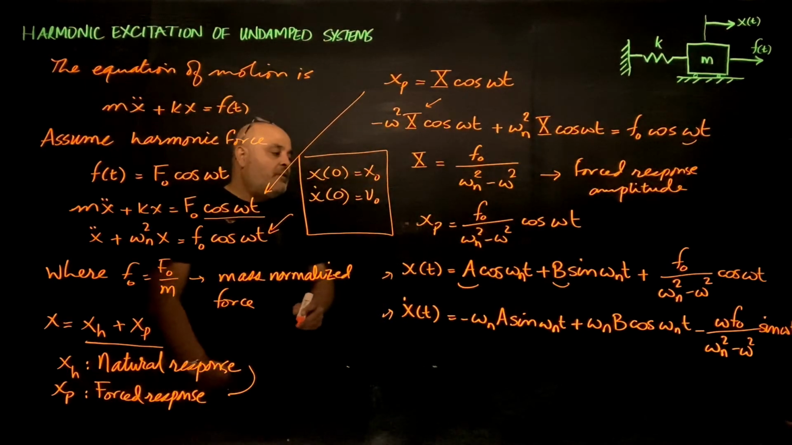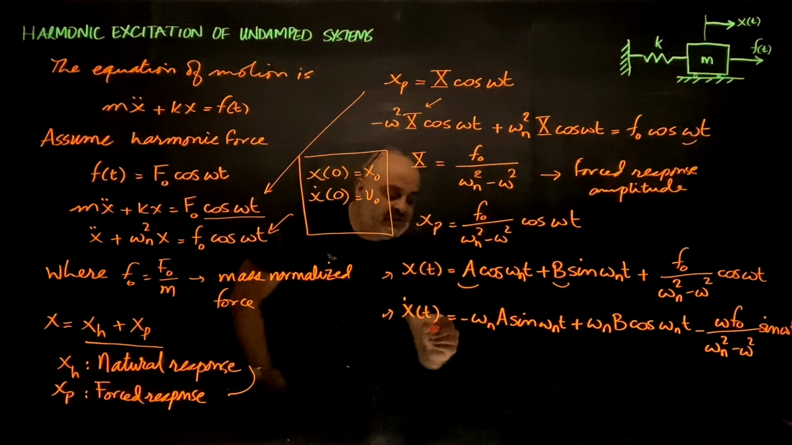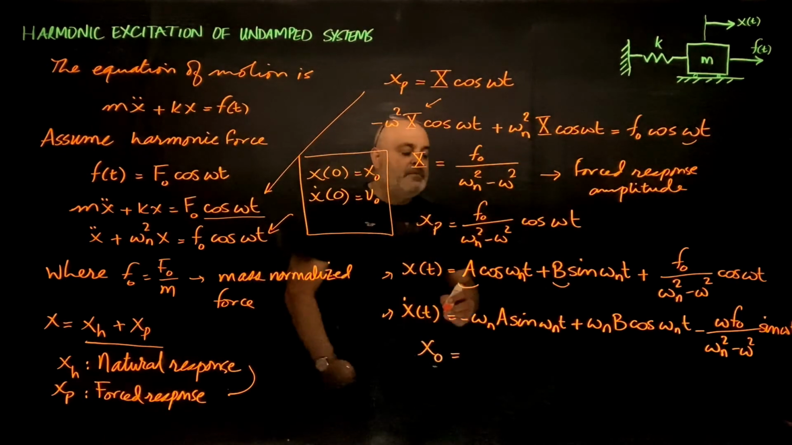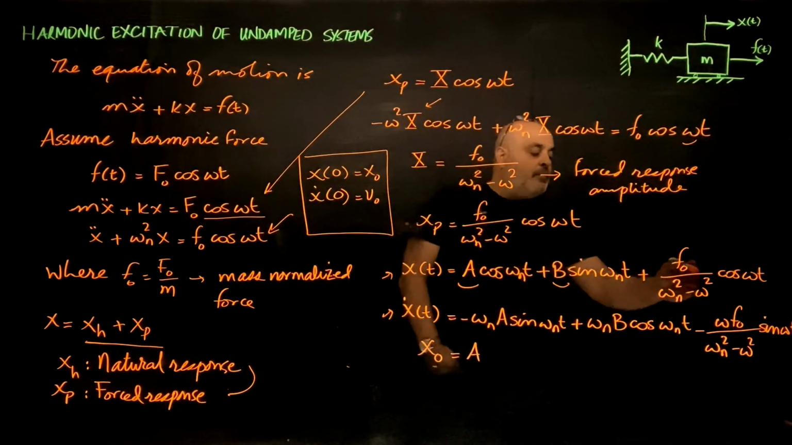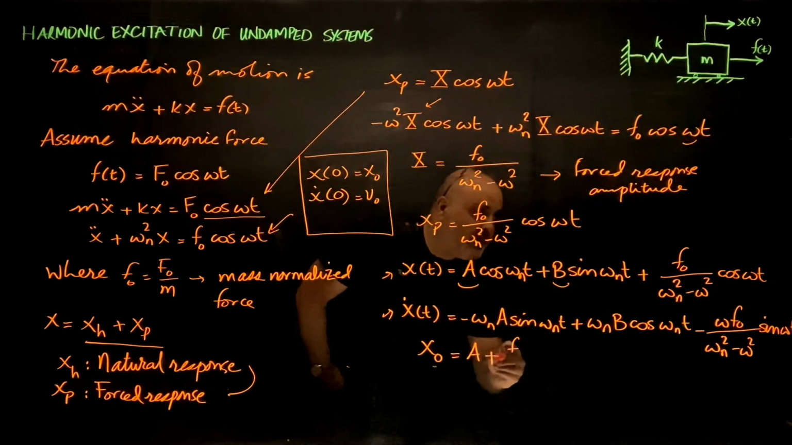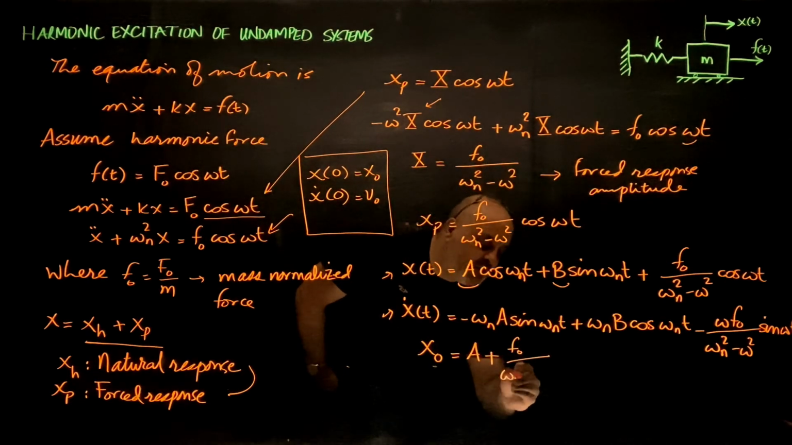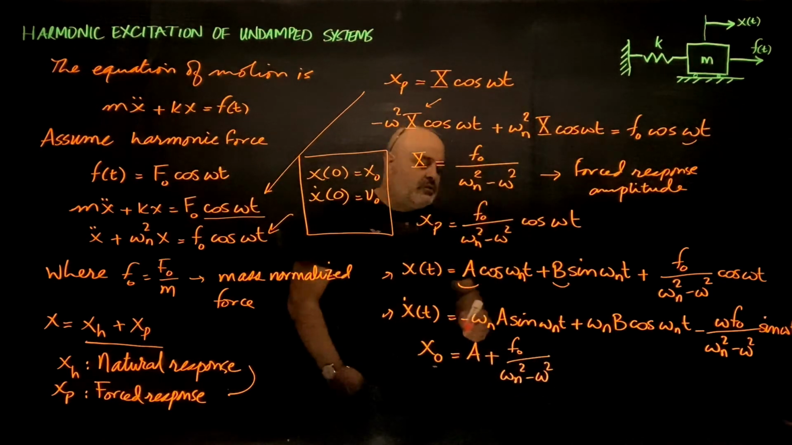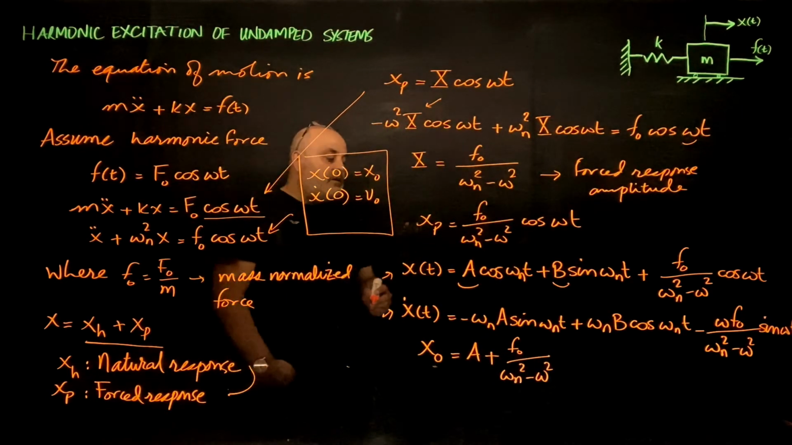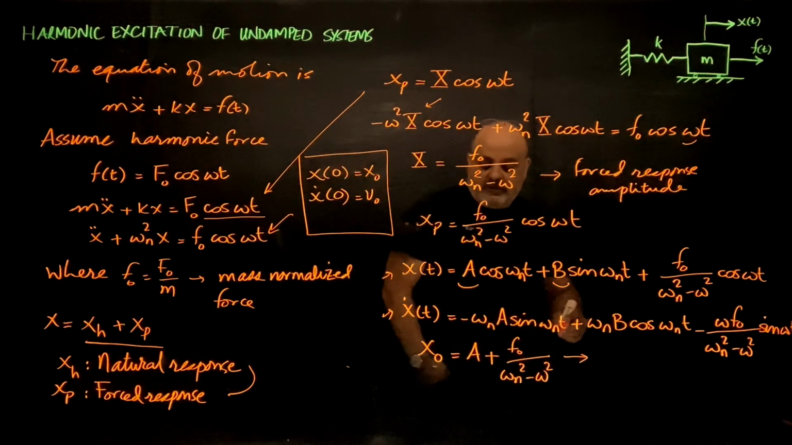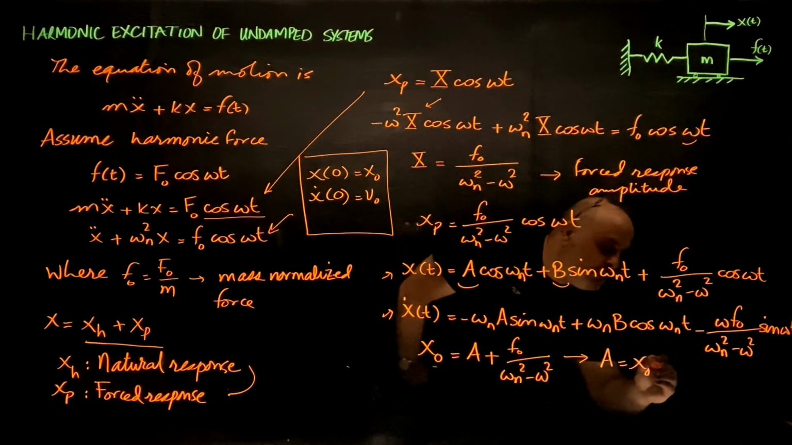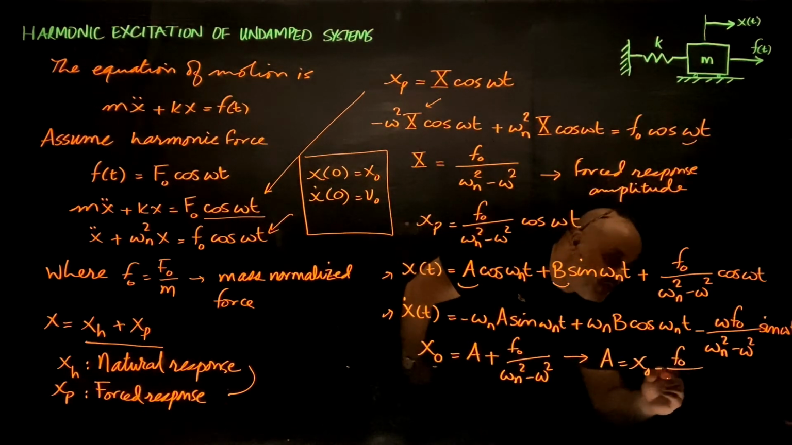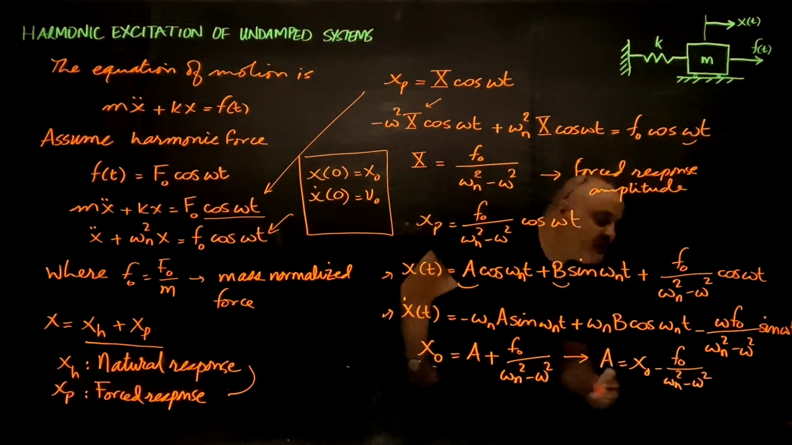Okay. For x0, I will have x0 equals, cosine 0 is 1, so that would be A, sine 0 is 0, plus cosine 0 is 1, that would be plus f0 divided by omega n squared minus omega squared, and this will give A equals x0 minus f0 divided by omega n squared minus omega squared.